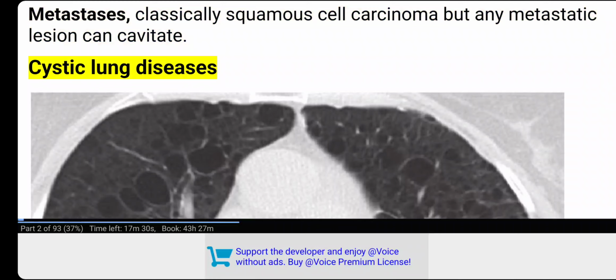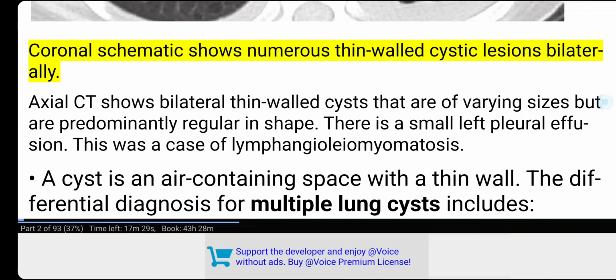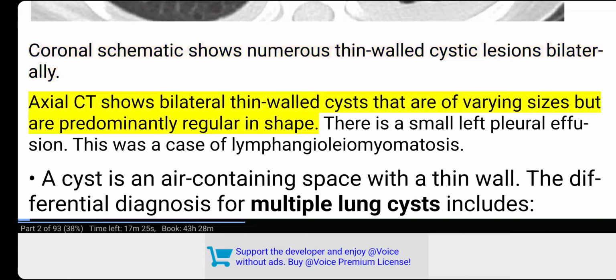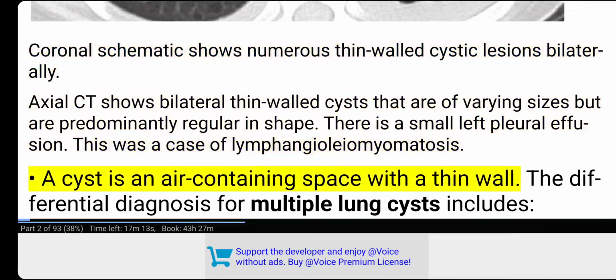Cystic lung diseases. Coronal schematic shows numerous thin-walled cystic lesions bilaterally. Axial CT shows bilateral thin-walled cysts that are of varying sizes but are predominantly regular in shape. There is a small left pleural effusion. This was a case of lymphangioleiomyomatosis. A cyst is an air-containing space with a thin wall.